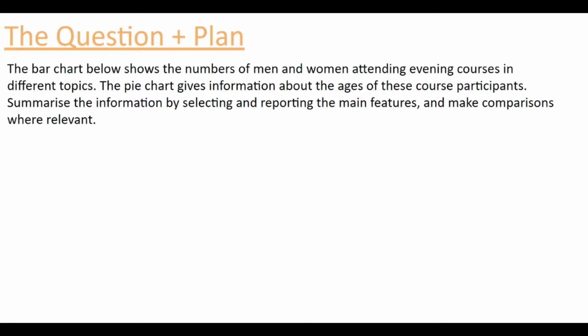Okay, so even before I've seen the visual information, I know that in the first sentence we've got a bar chart. Men and women in evening courses, different topics. We also will have a pie chart. I assume one, because it's not plural, charts. A pie chart, which is information about the ages of these course participants, the people who are enrolling in these night courses. So we're going to learn a few pieces of information.